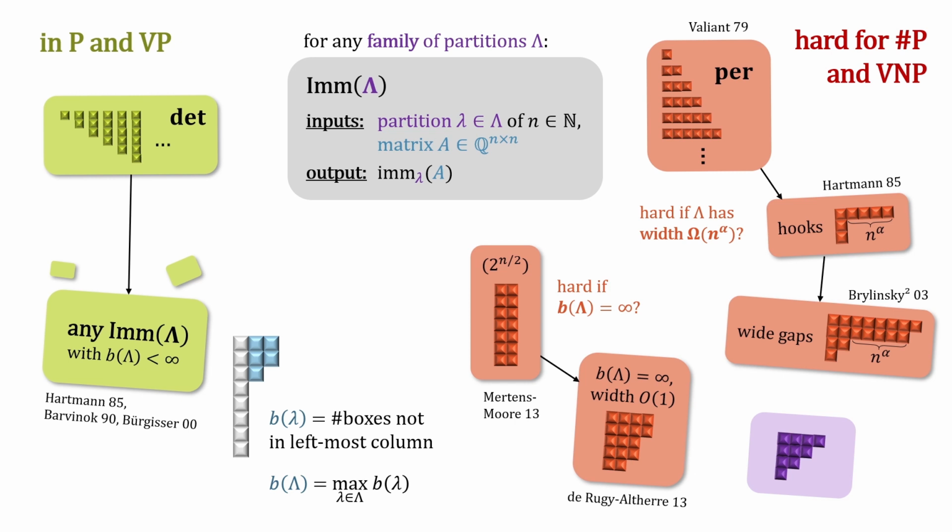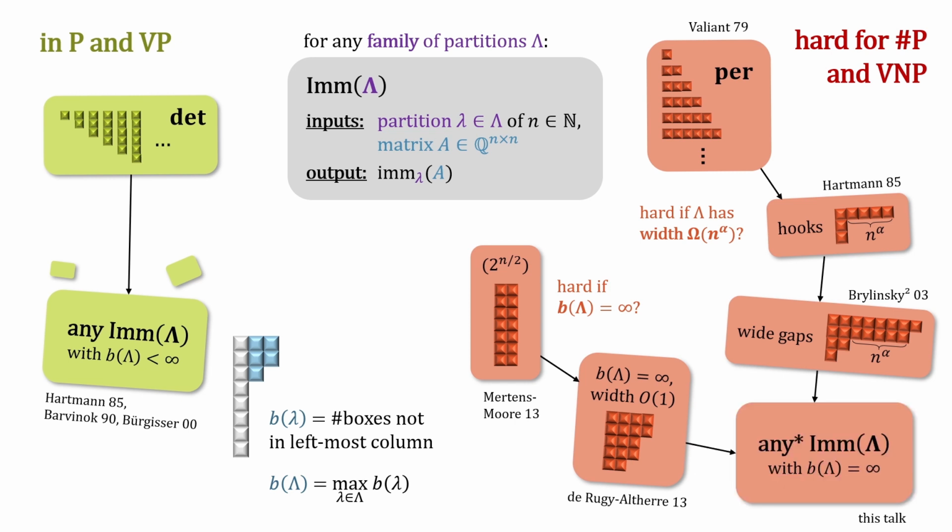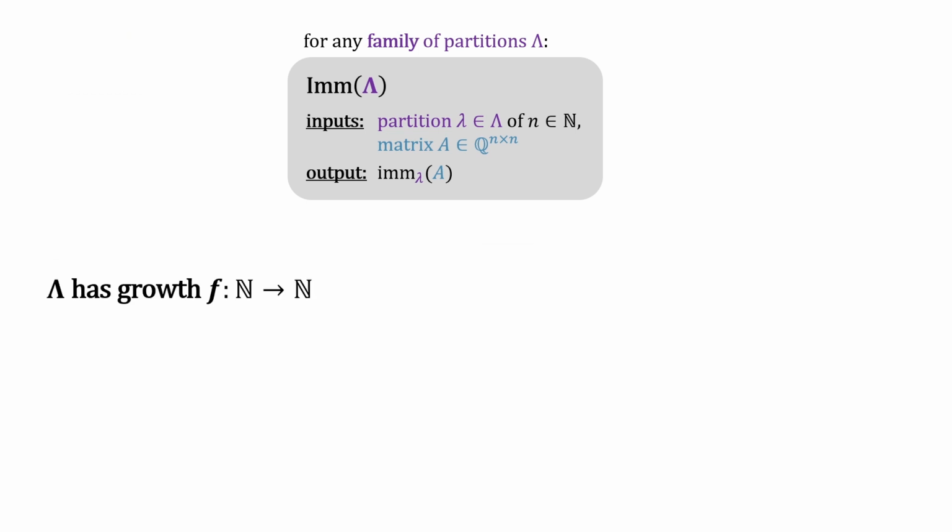In this talk, we settle the general conjecture. We show that any partition family with unbounded b-value gives #P-hard and VNP-complete immanence. This completes the polynomial time solvable families exactly. And okay, there is a star here because there is some fine print that we need to discuss. So let's get into this.